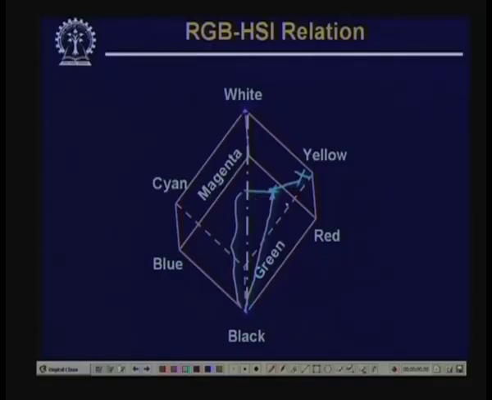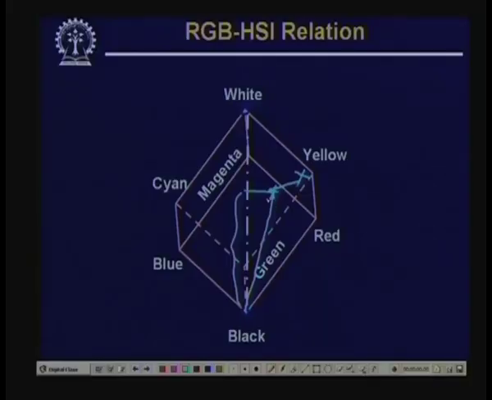To get this, we can pass a plane which is perpendicular to the intensity axis and contains this point x. The point at which this plane cuts the intensity axis represents the intensity associated with the RGB component specified for this point x. So, this is how we can compute the intensity component.